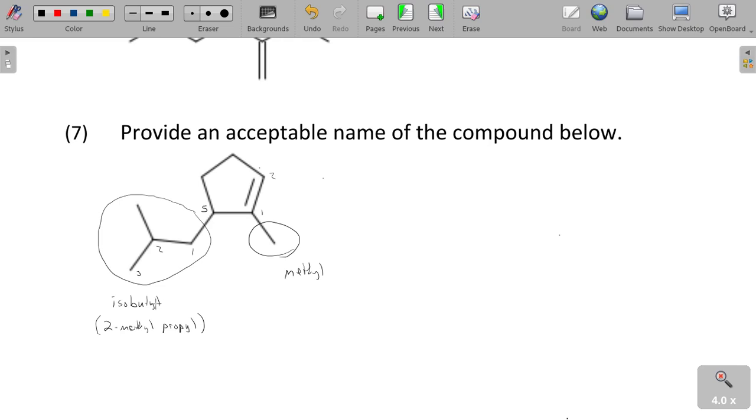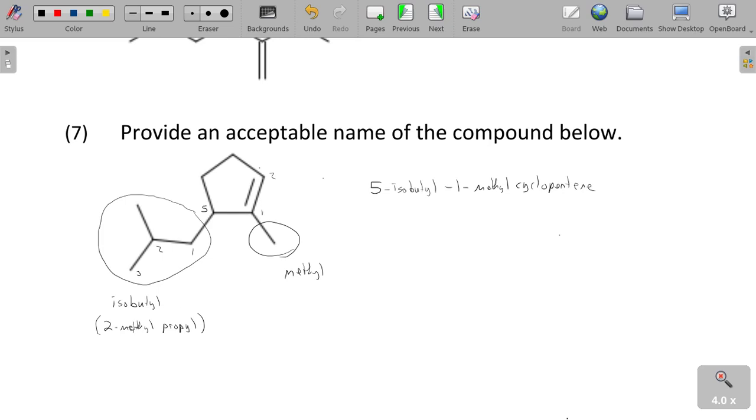If I name it with isobutyl, that would become alphabetically first, so I would have 5-isobutyl, 1-methyl, and then cyclopentene. No number needed for the cyclopentene because it's implied to start at the number 1 position.